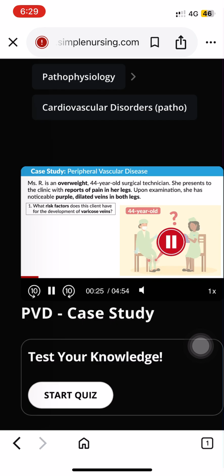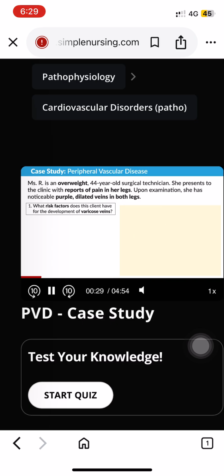So go ahead and pause the screen. All right, so let's break it down here. The question's asking for risk factors for the development of varicose veins in our case study.